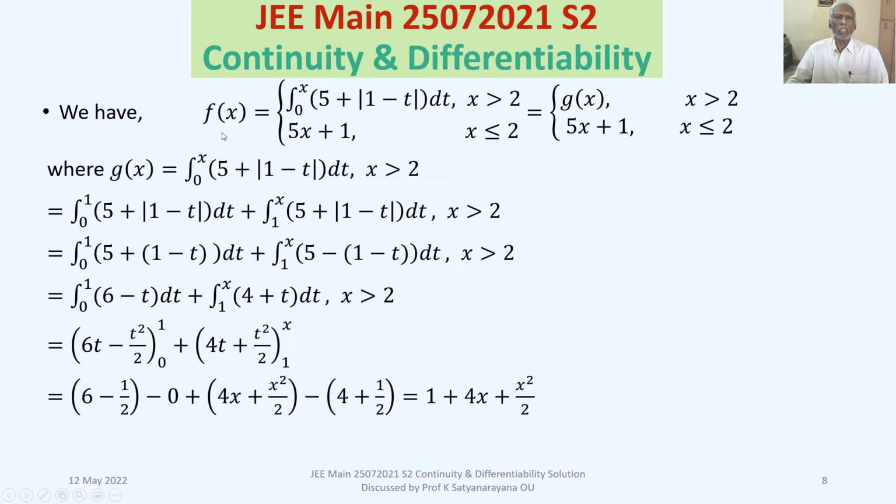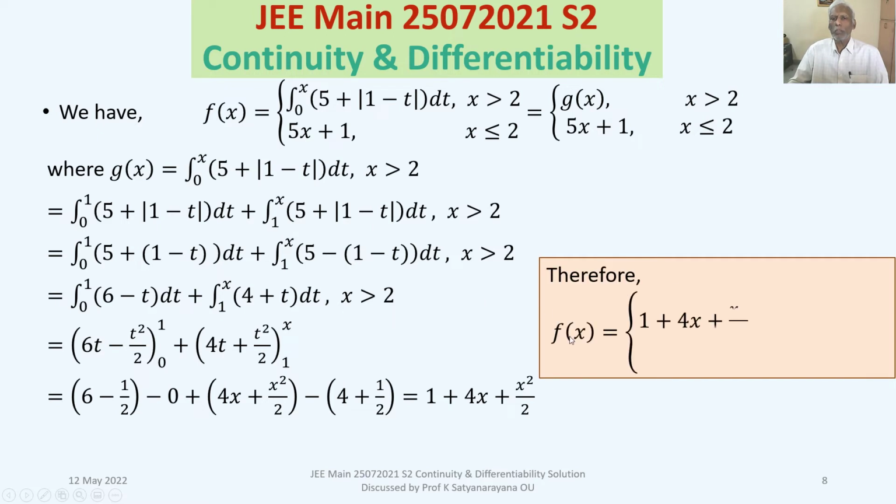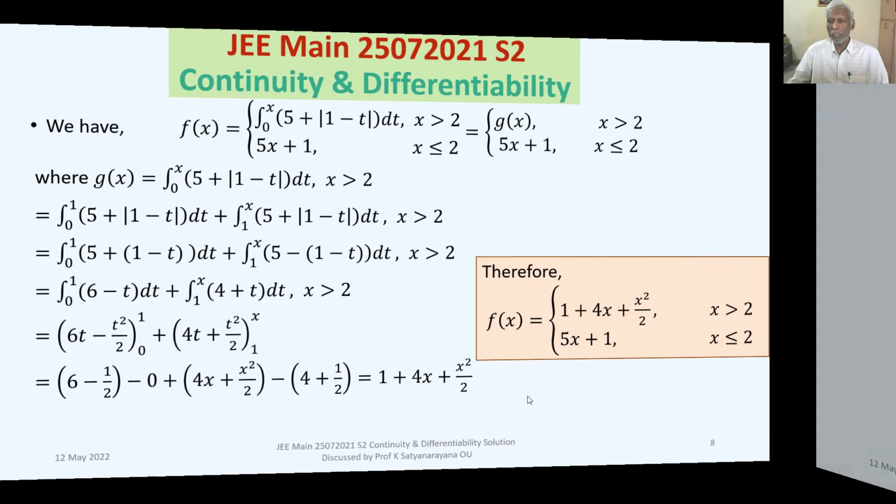So your function f of x is equal to g of x when x is greater than 2, where g of x is now computed and we have obtained it as 1 plus 4x plus x square by 2. Therefore, f of x is equal to 1 plus 4x plus x square by 2 when x is greater than 2, and it is 5x plus 1 when x is less than or equal to 2. We continue in the next slide.